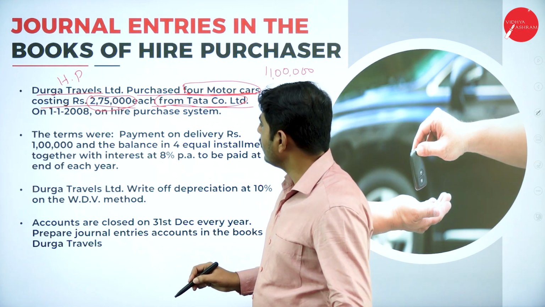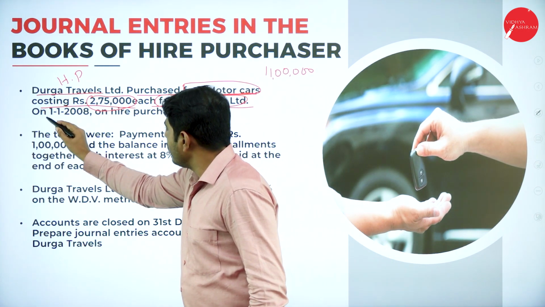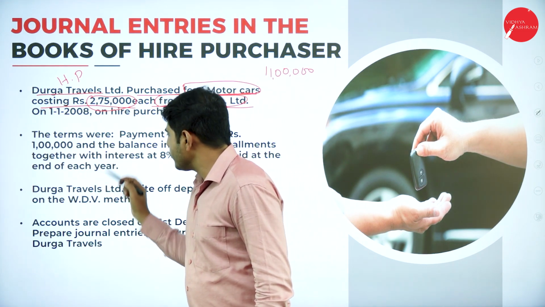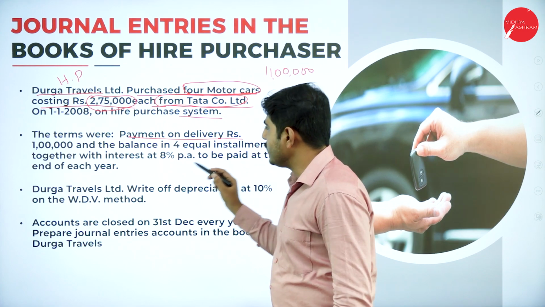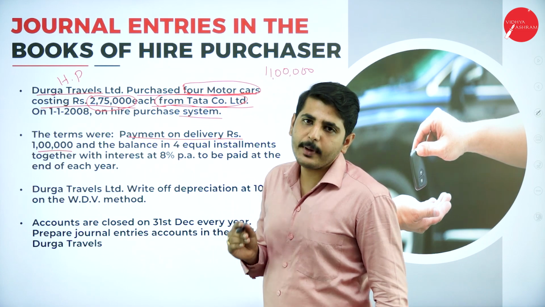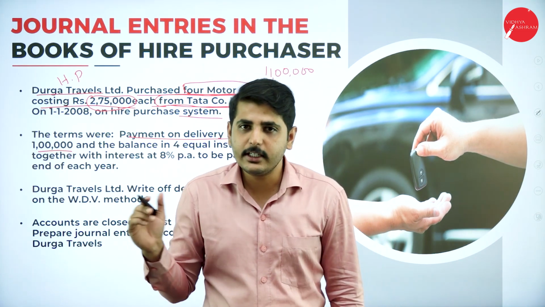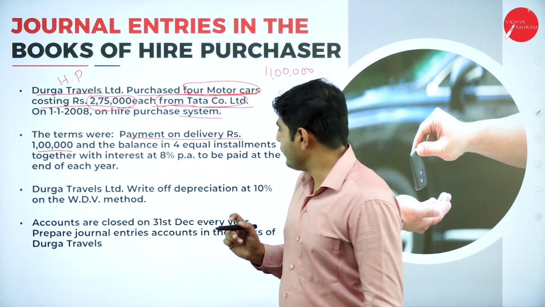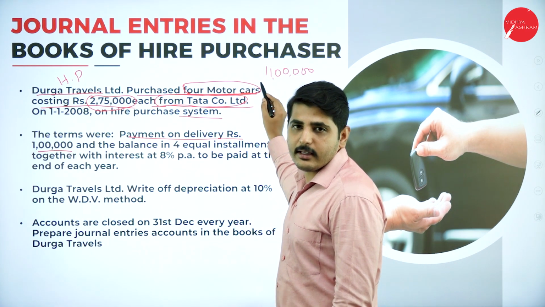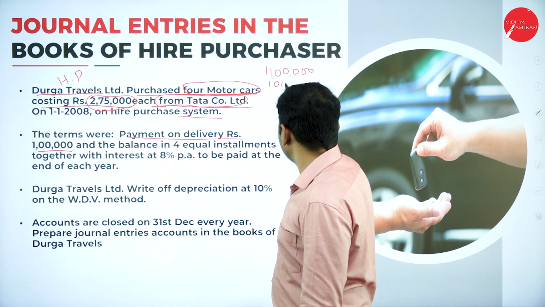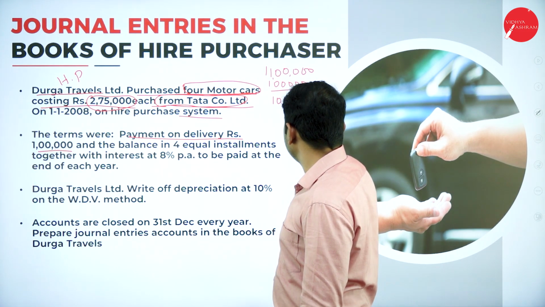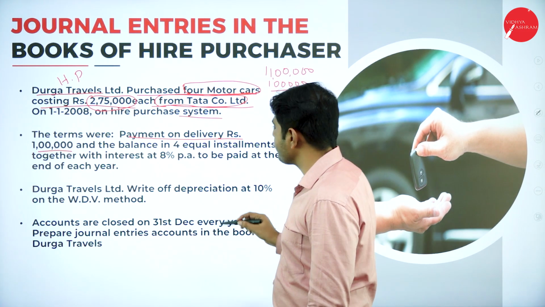Now, continuing, on 1/1/2008 on hire purchase system, the terms were payment on delivery rupees 1 lakh. What do you mean by payment on delivery? On the date of purchase, we have to pay some amount as the down payment, that is called payment on delivery. Payment on delivery, 1 lakh rupees. See, what is the cash price? 11 lakh. What is the down payment we are paying? It is 1 lakh. So the remaining balance is 10 lakh.